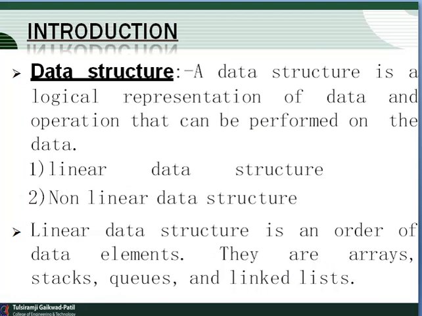Since it belongs to data structures, and we are already aware of data structures: a data structure is a logical representation of data and the operations that can be performed on the data. As we know, data structures are divided into two major parts, linear data structures and non-linear data structures. In a linear data structure, there is an order of data elements. They are arrays, stacks, queues, and linked lists. Ultimately, the linked list belongs to the linear data structures.